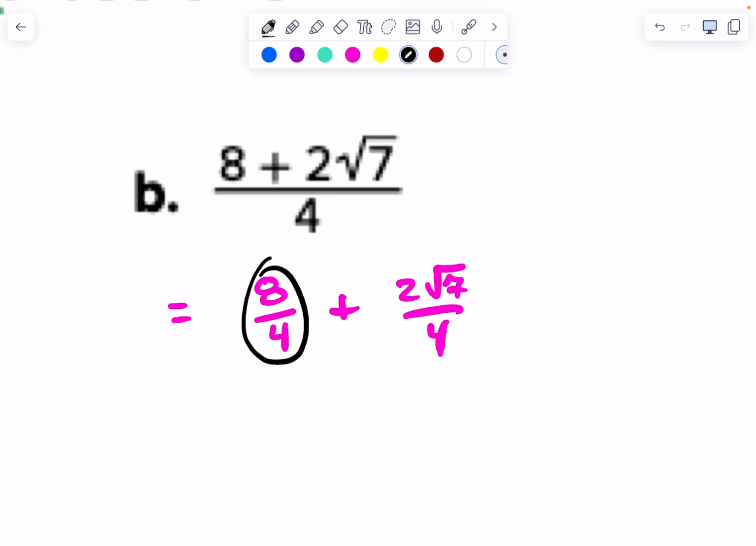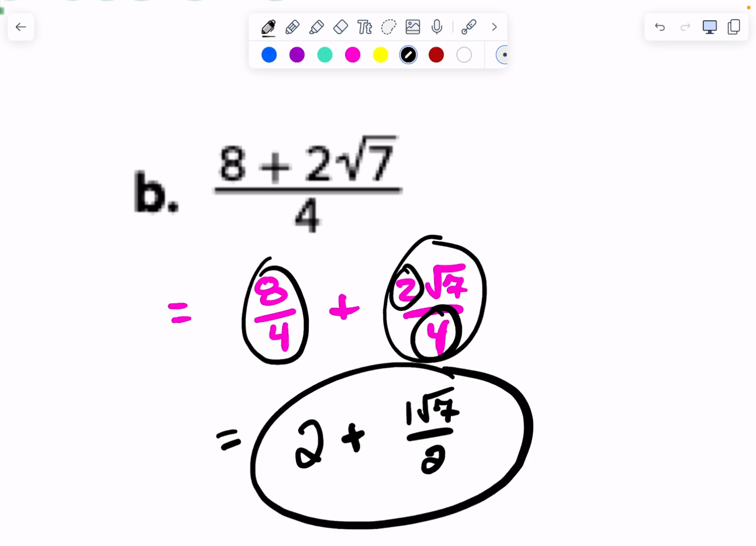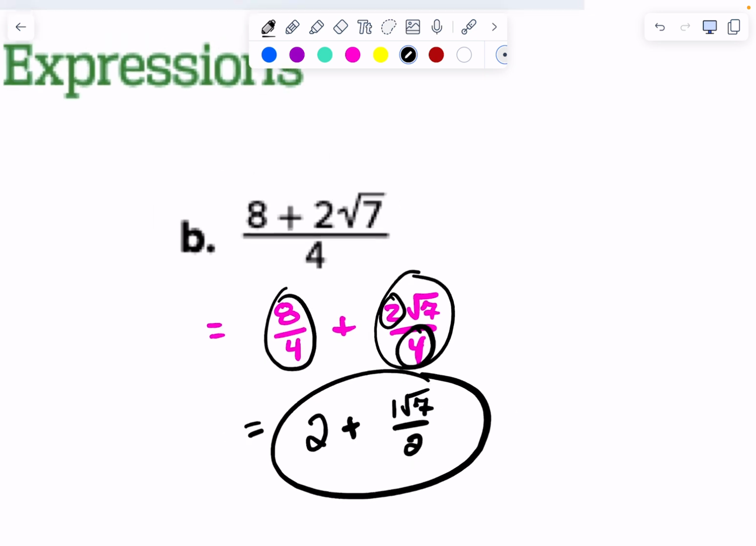What does this become? 2. And what's this become? 2 square root 7 over 4. The 2 and the 4 can reduce. So 1 square root 7 over 2. Or, you don't need that 1, right? Do you see how that works? The 2 and the 4 reduce, okay? So you can break those up into 2 pieces like that and get that as your answer to reduce. Got it? That's simplifying. Questions about that?